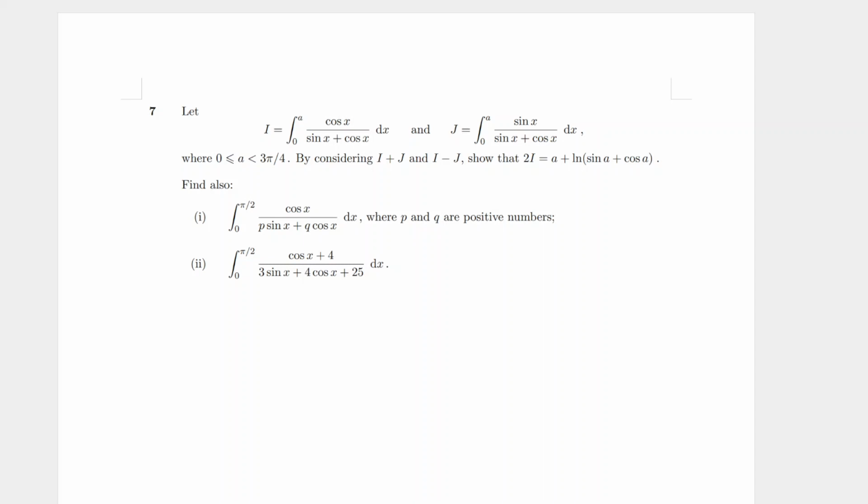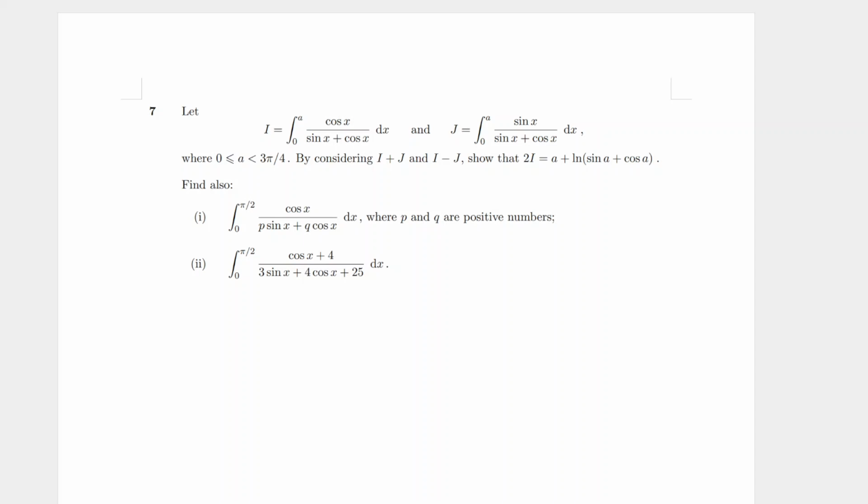Okay, so let's have a look at this integration question, which is from 2002, Step 1, question 7. Let I equal that, and let J equal that. This question demonstrates a really standard integration technique, which I hope we learn from this. By considering I plus J and I minus J, show that 2I equals a plus ln(sin a + cos a).